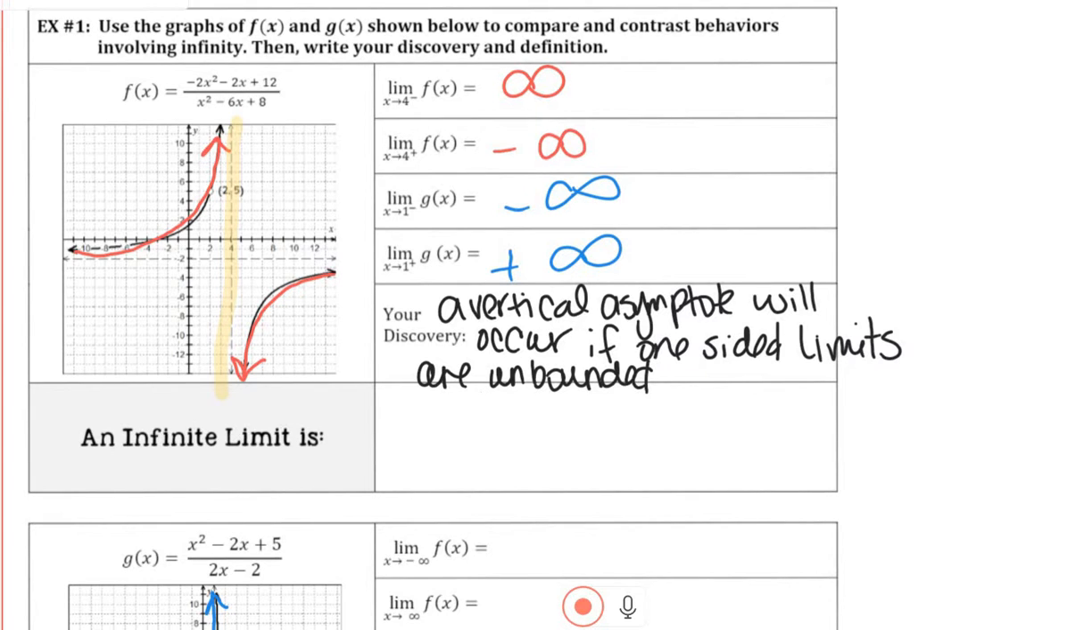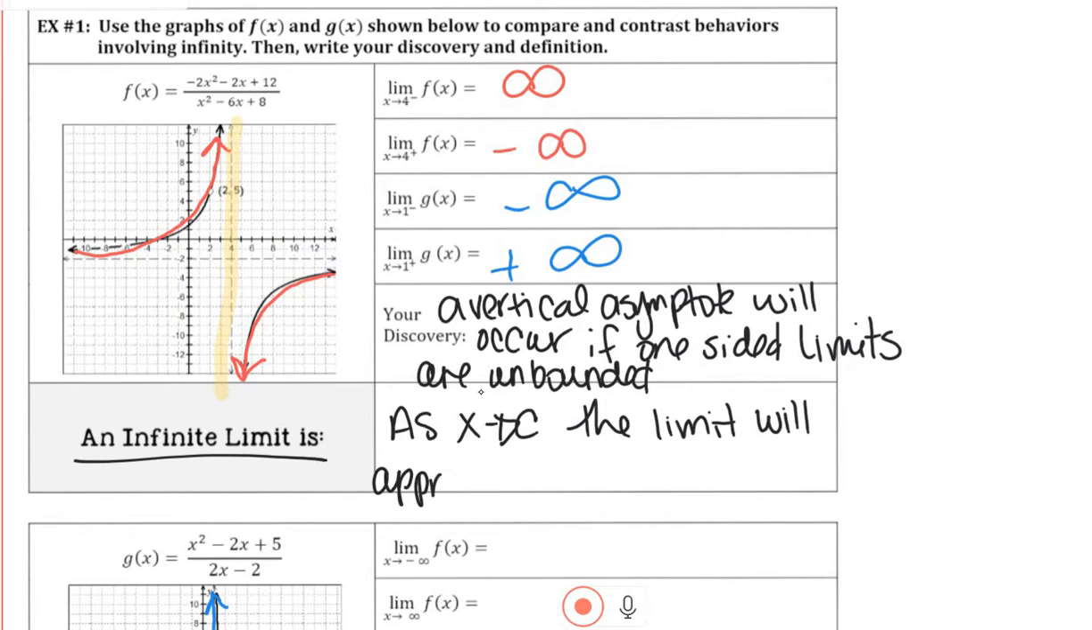Okay, so when we refer to something as an infinite limit, that means as x approaches c, the limit will approach either positive or negative infinity. So anytime we see a limit approaching positive or negative infinity, that should tell you that that's going to be a vertical asymptote in the graph.